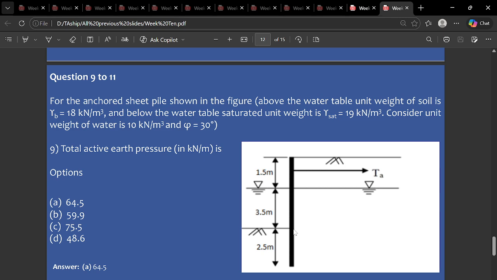Now, in the case of the anchored sheet pile wall shown in the figure, below the water table the saturated unit weight, gamma sat, is 19 kN per meter cube. Consider the unit weight of water as 10 kN per meter cube and the friction angle as 30 degrees. What is the total active earth pressure? The dimensions are 1.5 meter, 3.5 meter, and 2.5 meter.